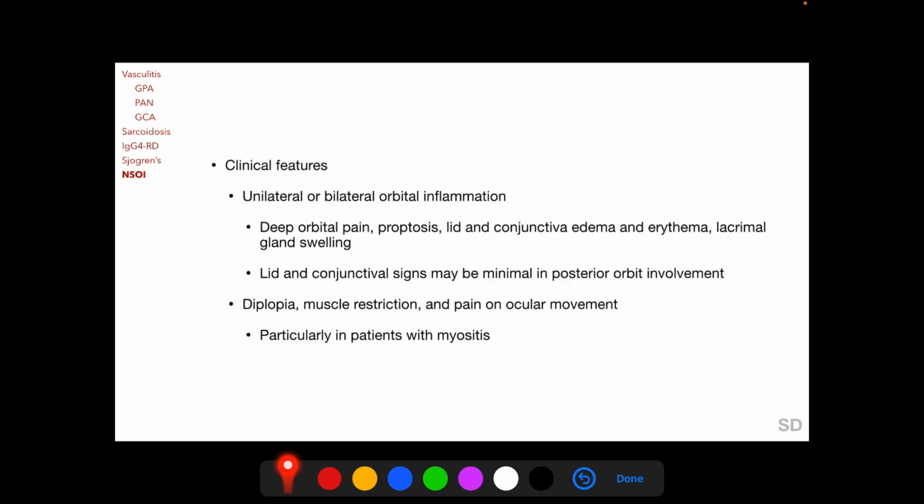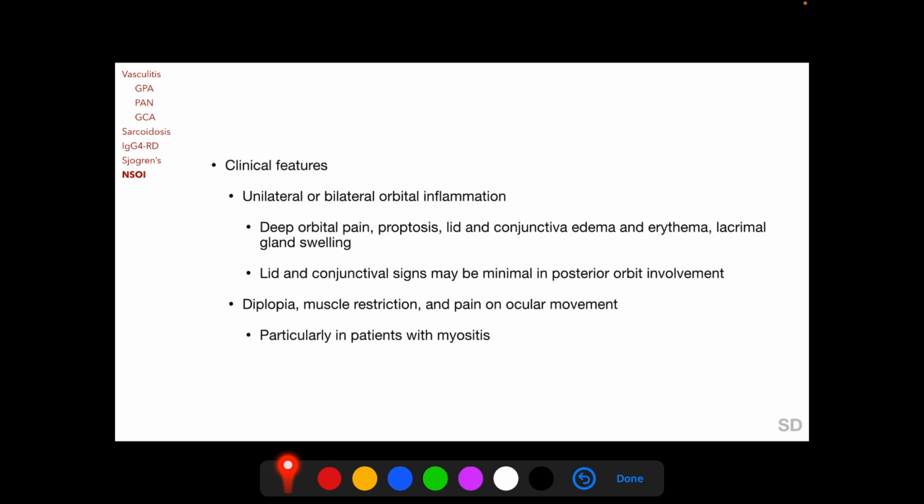NSOI presents with either unilateral or bilateral orbital inflammation with deep orbital pain, proptosis, lid and conjunctival edema and erythema, and lacrimal gland swelling, and all these are features of orbital inflammation. However, lid and conjunctival signs may be minimal in patients with posterior orbital involvement near the orbital apex.